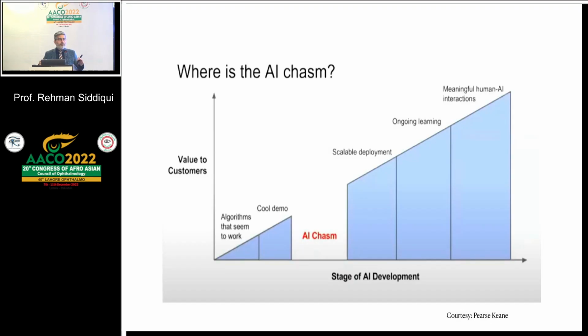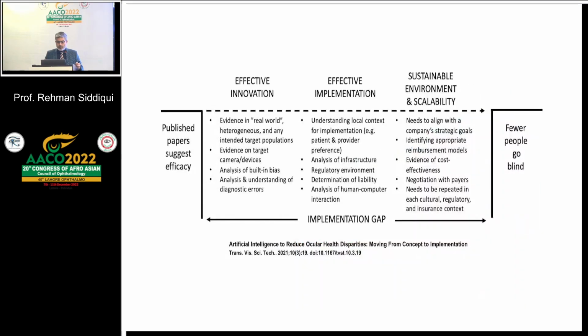Then there's a chasm in artificial intelligence, as I was pointing out. Some of the studies were published in 2016 and 2018, but their implementation is a problem because of deployment and scalability. And what happens is that the news channel comes in as soon as you say you have an artificial intelligence, because that's something they are interested in. They don't know anything more or less. So this is the implementation gap. We publish papers, and then fewer patients go blind once we have implemented.